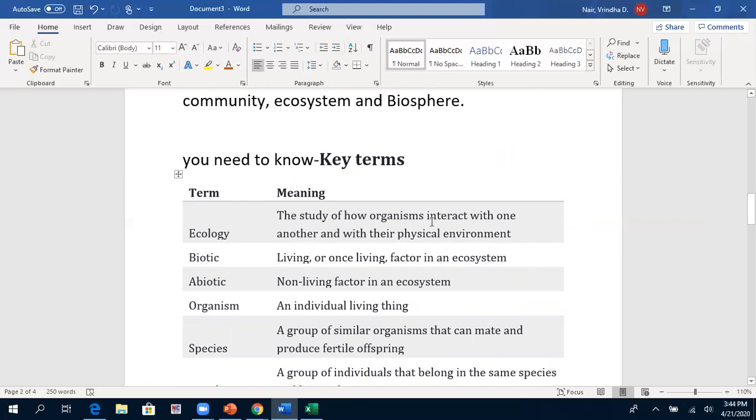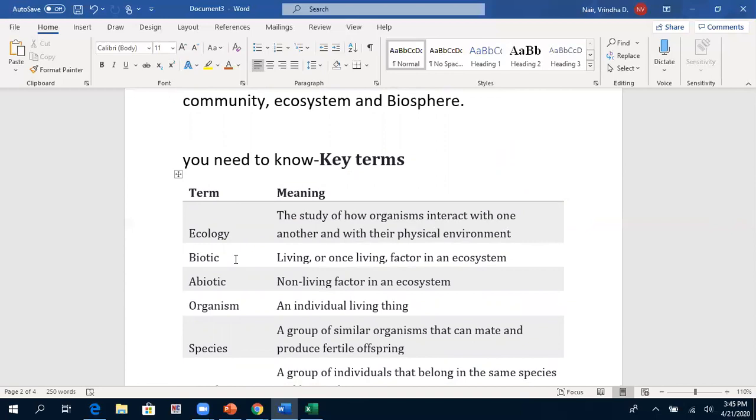The study of how organisms interact with one another and with their physical environment is called ecology. Now, biotic and abiotic factors. Based on these biotic and abiotic factors, the organisms get adapted to a certain area as compared to other areas.